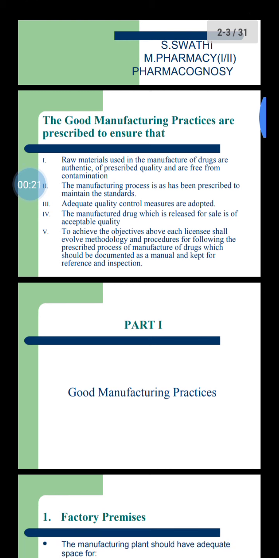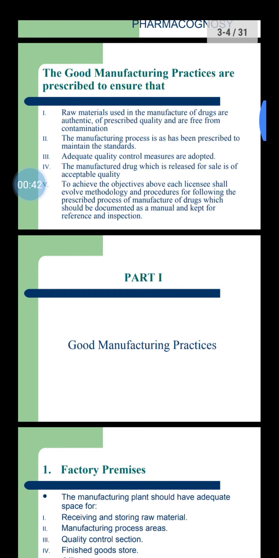In that, the good manufacturing practices are prescribed to ensure that the raw materials used in the manufacture of drugs are authentic, of prescribed quality, and free from contamination. The manufacturing process has been prescribed to maintain the standards. Adequate quality control measures are adopted. The manufactured drugs released for sale are of acceptable quality.